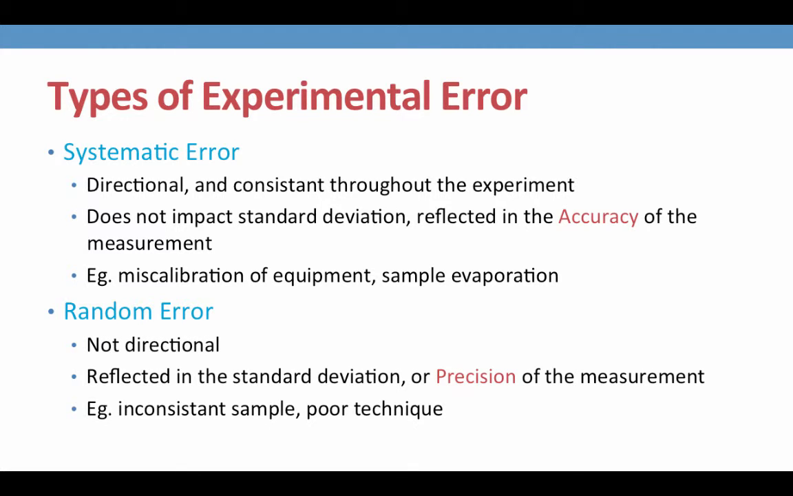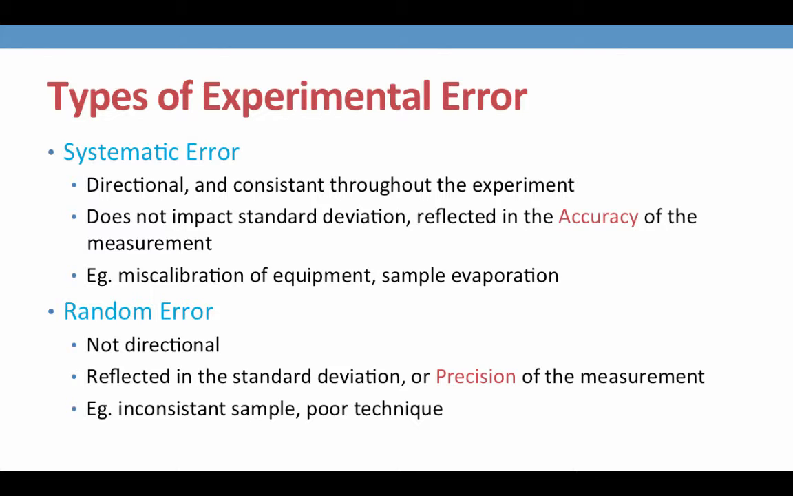The other type of experimental error is random error. Random error is not directional. As we can presume from the word random, the errors cause both positive and negative differences in the measured value. Random error will often appear as a large standard deviation, so a large range in the number of values around an average.